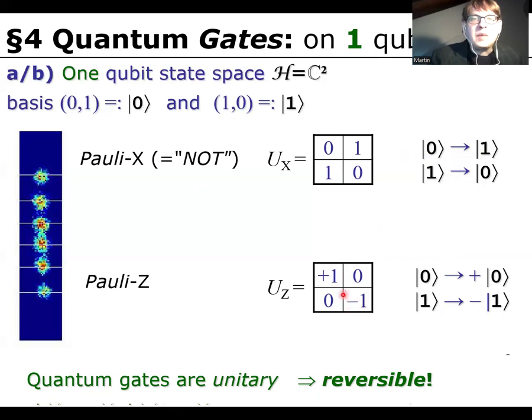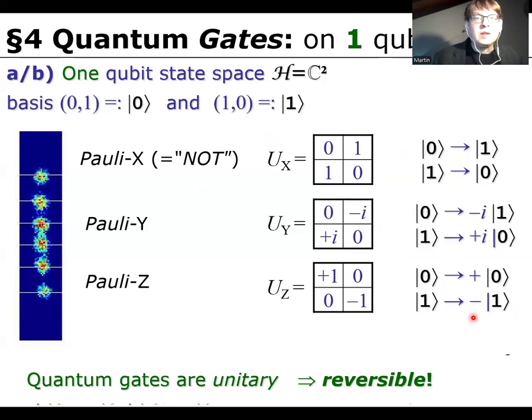And here it leaves the 0 vector unchanged, and it changes the sign of the 1 vector. That's something that is not possible in the Boolean case, right? But remember here we have real vectors, so we have a negation which is different from logical negation.